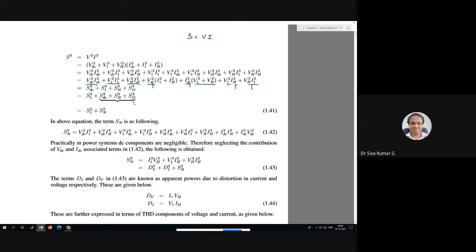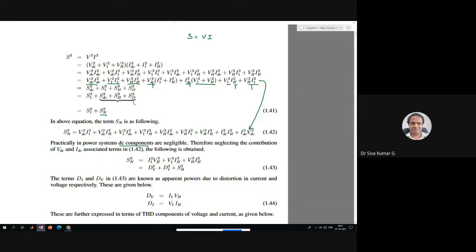Okay, and this power they expressed as Sn square, whereas this one is S1 square. S1 square is equal to S square DC plus SH square plus SD square. And now this is the equation which we are going to get out. But in power systems, practically, DC components are neglected.